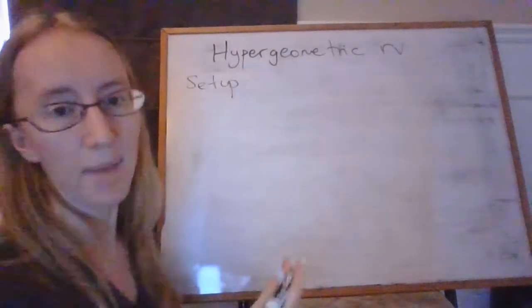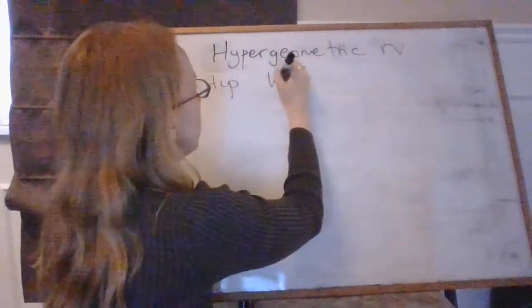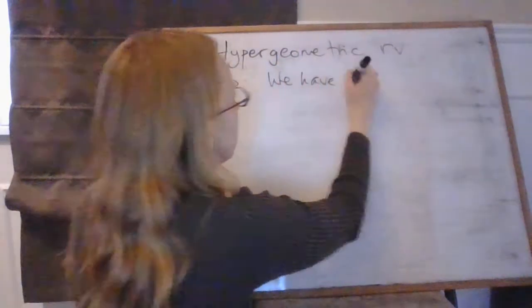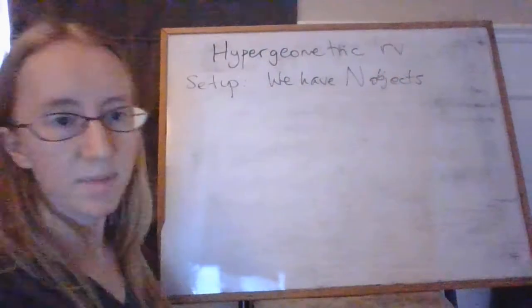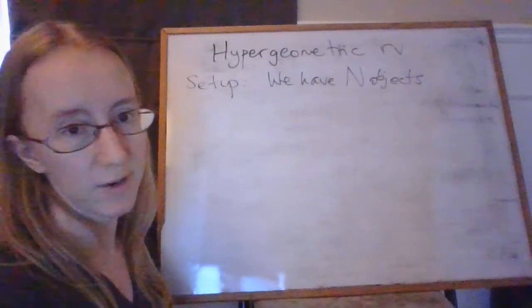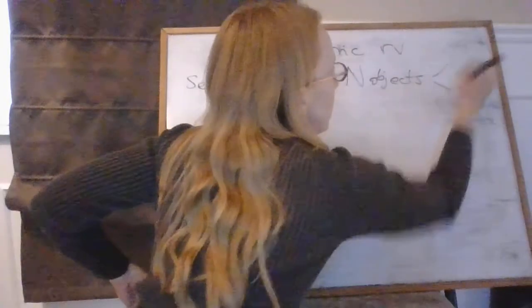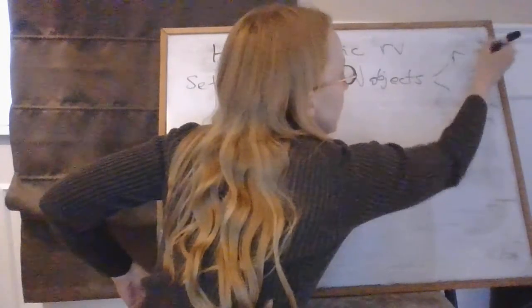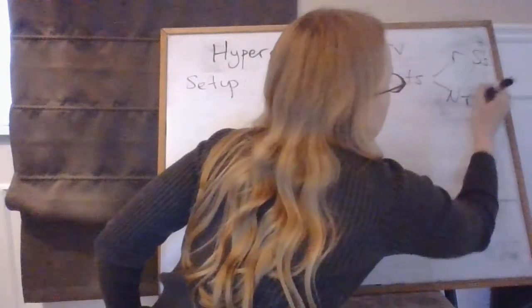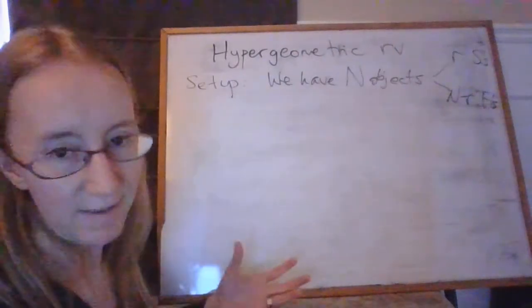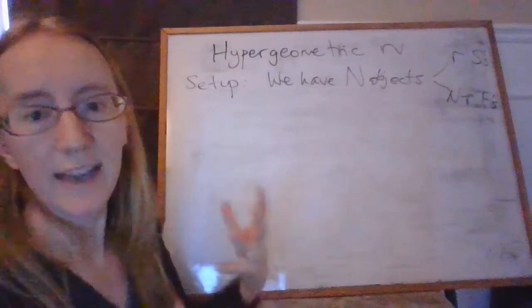Suppose we have capital N objects. And these objects are split into two types, two categories. We have R successes, and then of course N minus R we're going to call failures. N minus R failures. They don't have to literally be successes and failures, but they could be any two types.